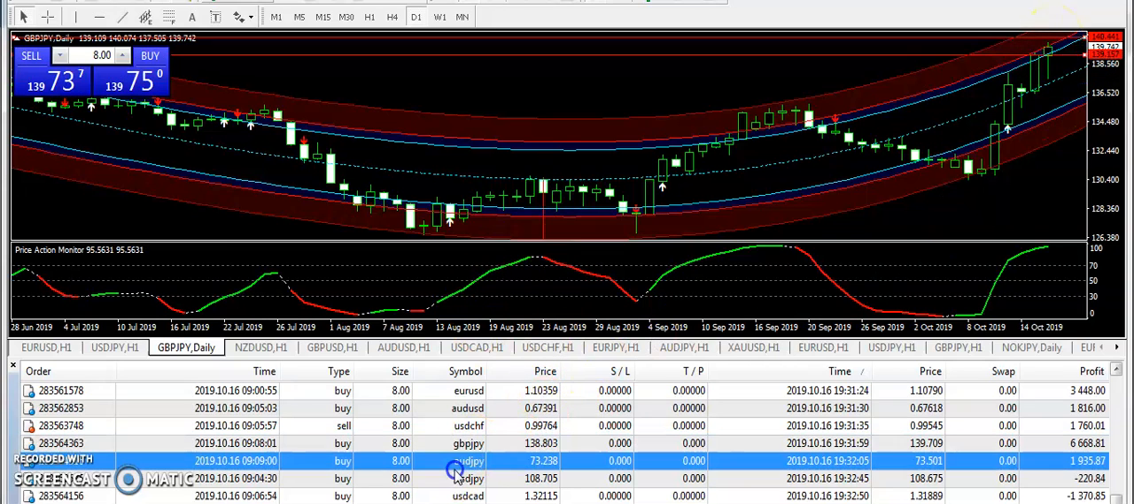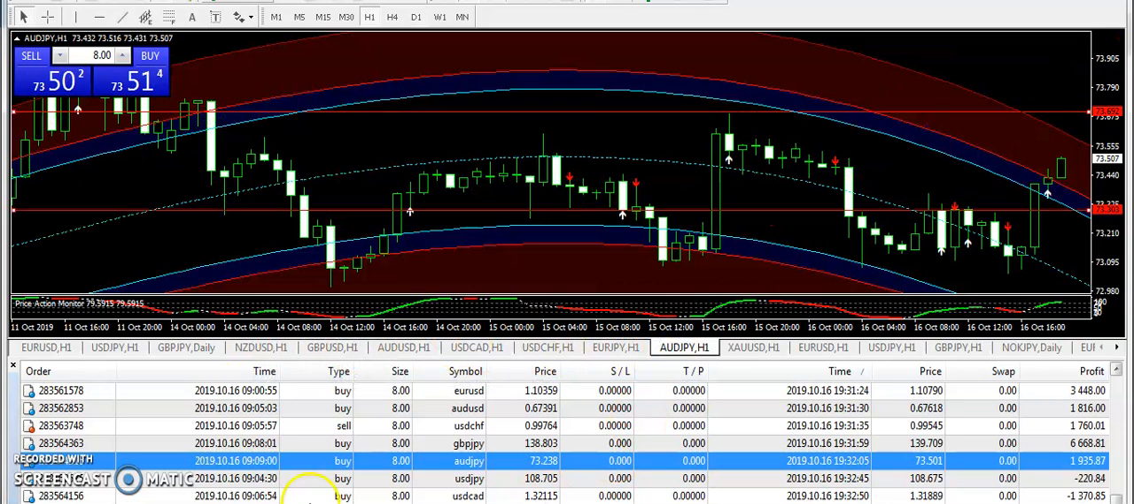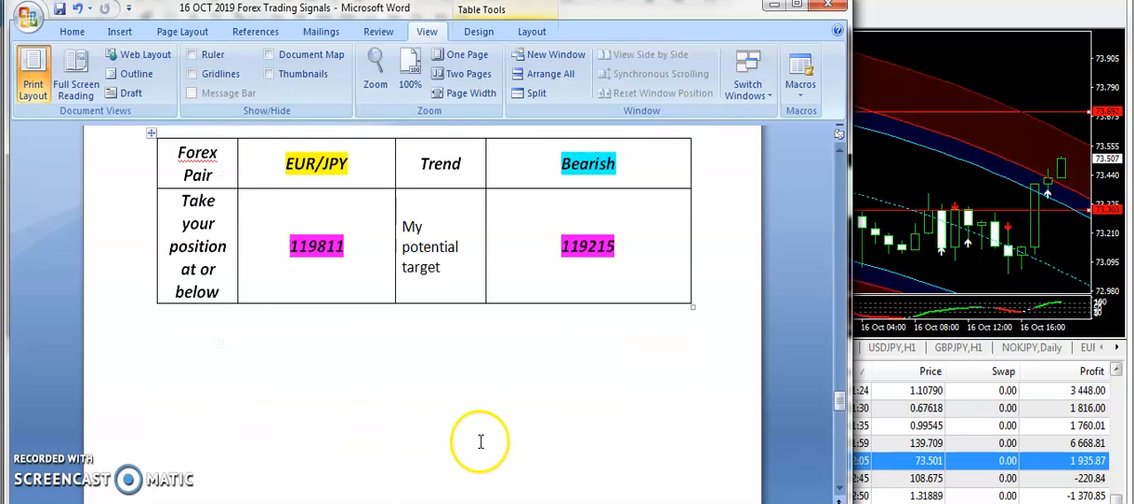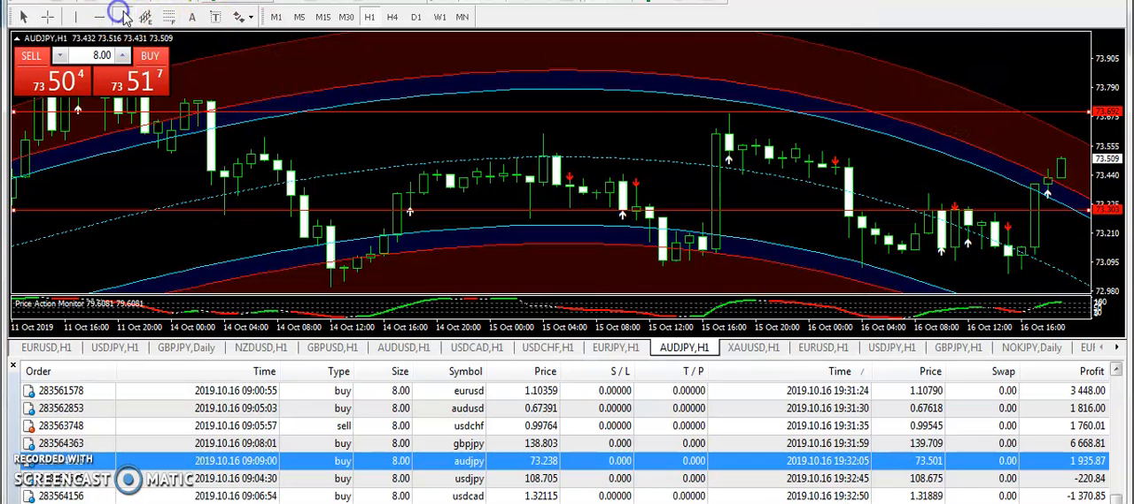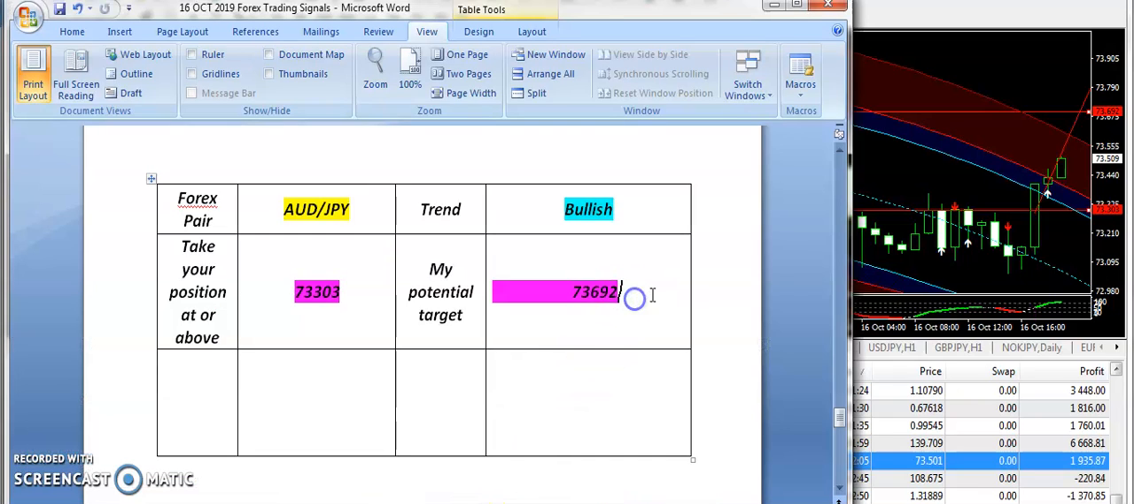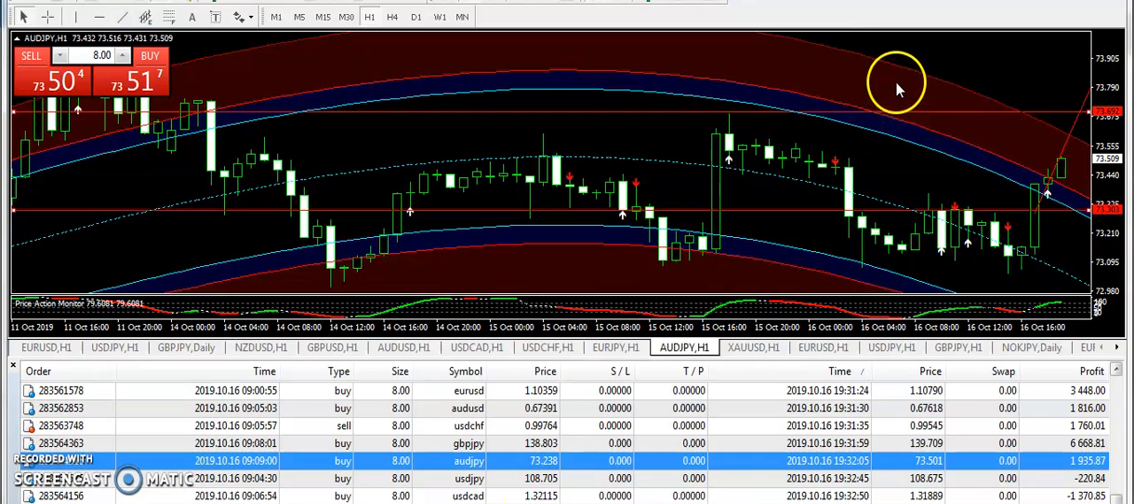Next we are going to talk about AUDJPY. Okay guys, I'm going to take you towards the chart, and now I'm going to take you towards the signals report. So AUDJPY with a bullish expectation from 73.303 and 73.692 was the target price. And guys, you can see AUDJPY has broken the entry and then it is moving in the upward direction. So if it keeps its momentum like this, then it can reach up to 73.692. Okay, moreover, we have two losing trades of the day. We did not talk about the losing trades.